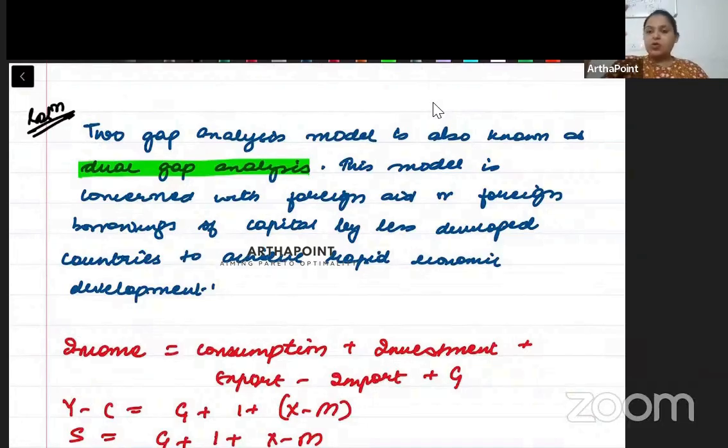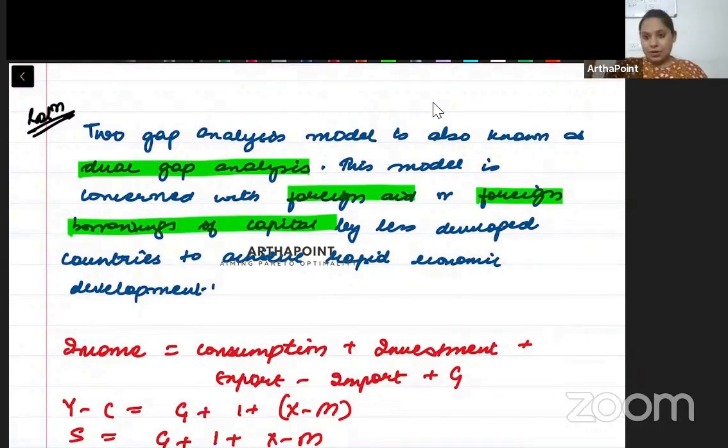अगर एक डेवलपिंग कंट्री को ग्रो करना है तो उसके लिए उसको डेवलप्ड कंट्री से हेल्प लेनी होगी. What kind of help? It will have to go ahead and take foreign aid or foreign borrowings of capital. So this model is concerned with foreign borrowings of capital by less developed countries to achieve economic development. Development के लिए foreign borrowings की जरूरत है, foreign aid की जरूरत है, which it can take from other countries.